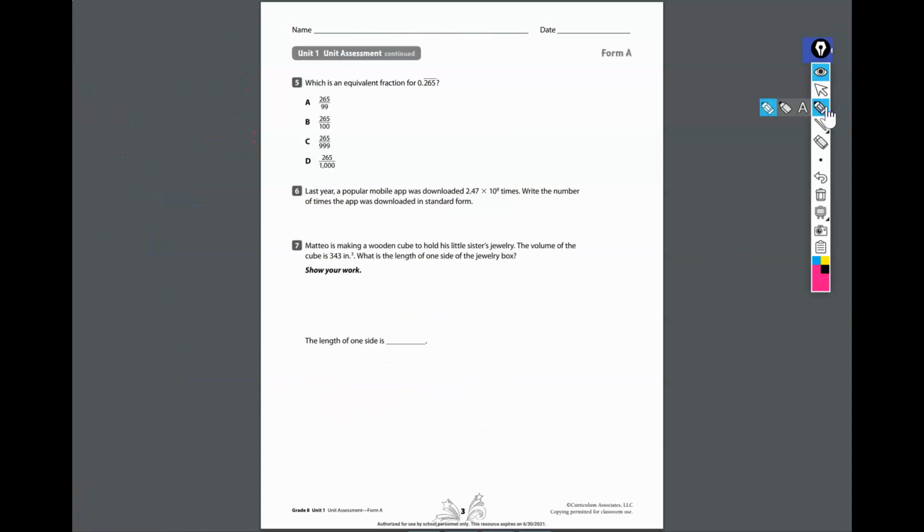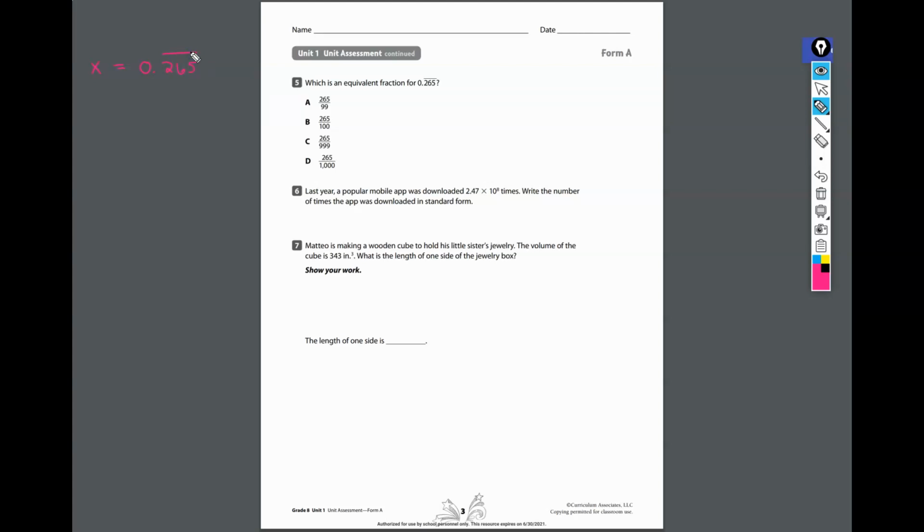Number 5, which is an equivalent fraction for 0.265 repeating? So what we're going to do is create an equation. I'm going to say that x equals 0.265 repeating. And I'm going to solve this equation.